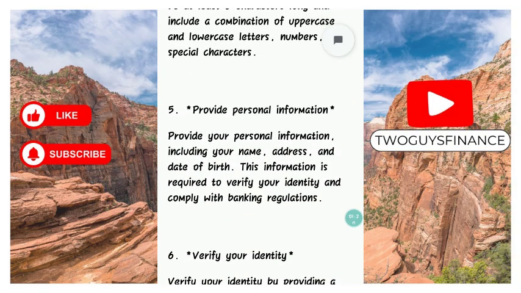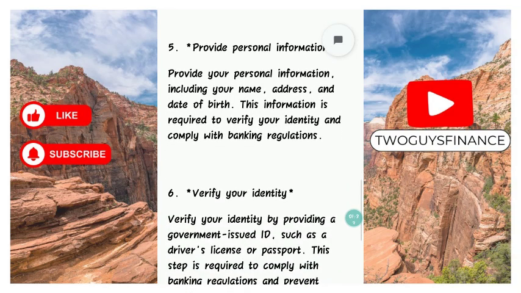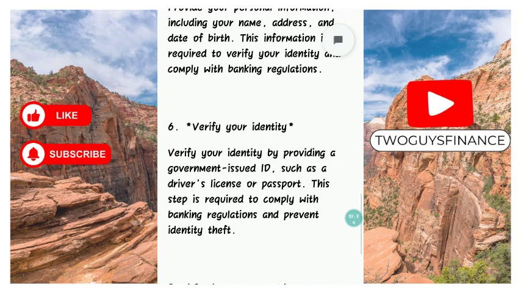Next, you're going to provide your personal information, including your name, address, and date of birth. Now, this information is required to verify your identity and comply with banking regulations. So I'll go ahead and provide that information, and then you're going to verify your identity by providing a government issued identification card, such as a driver's license or passport. So this step is required to comply with banking regulations, and also it's going to help to prevent identity theft.